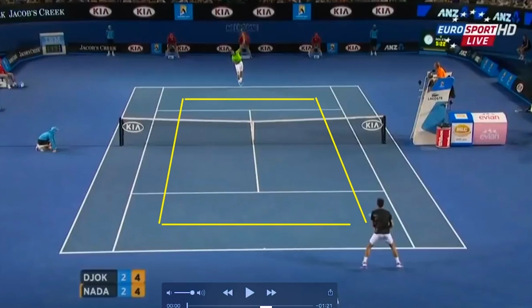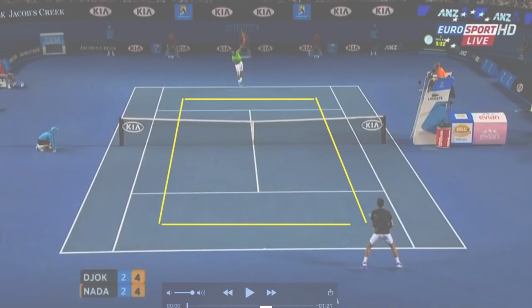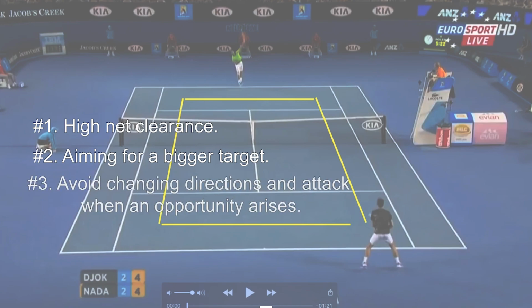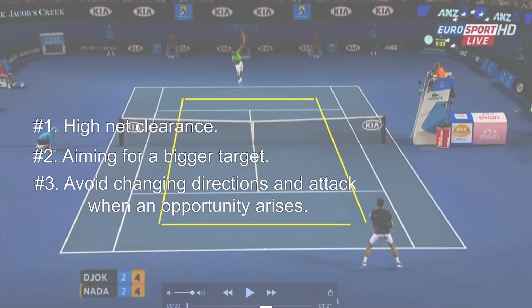I'm here to show you 3 clips of professional players rallying in a point. Now in these rallies, I want you to observe those 3 ideas that I shared with you. Number 1, high net clearance. Number 2, aiming for bigger targets. And number 3, avoid changing directions and only attack when opportunity arises.